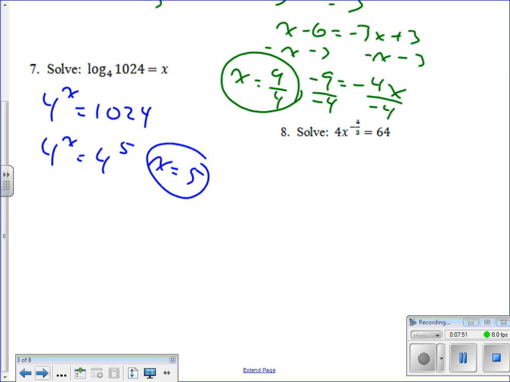Same idea on this one. First thing I want to do is get the x by itself. I do need to mess around with this one first. So I divide both sides by 4. And I get x to the negative 4/3 equals 16.